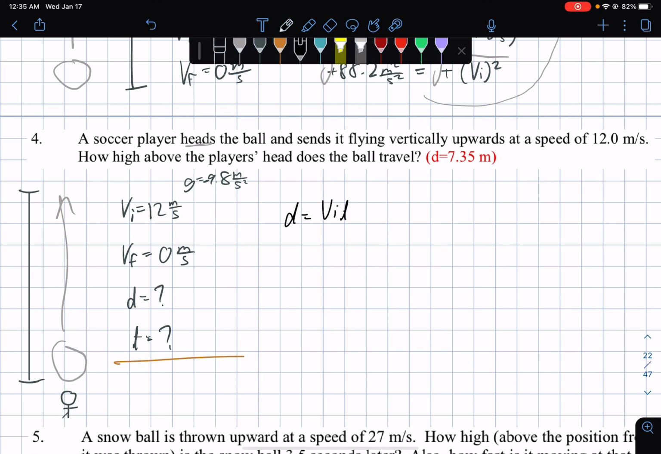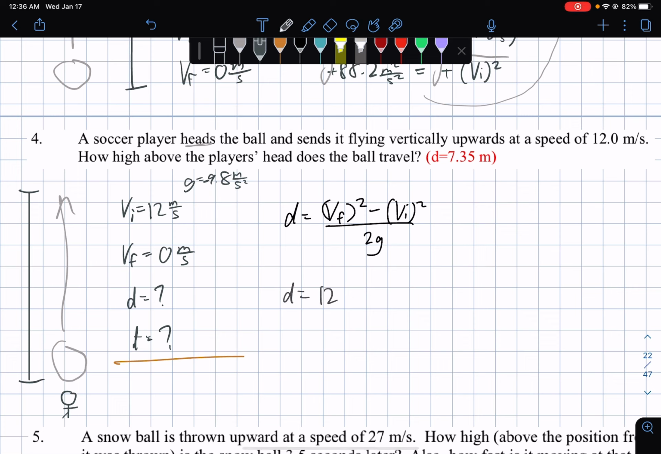Distance is equal to ViT plus GT raised to 2 over 2. No. We don't use that. We don't have the time. Let's use the other one. Vf raised to 2 minus Vi raised to 2 divided by 2G. Will that work? Yes, it will.